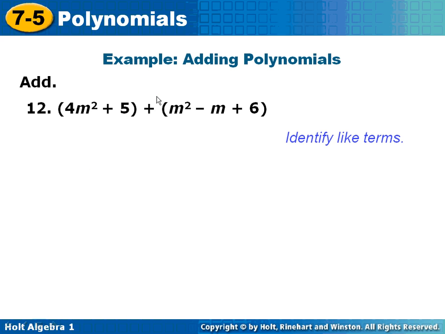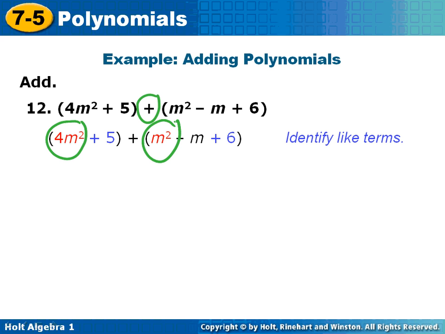Now there's a plus sign in between here, so I really don't have anything to do but just put together the like terms. Okay, I found my like terms, 4m squared and m squared. That's going to add together to give me 5. Now this minus m does not have anything to add to it, so I would just write minus m, and then the 5 and the 6 are going to add to 11.